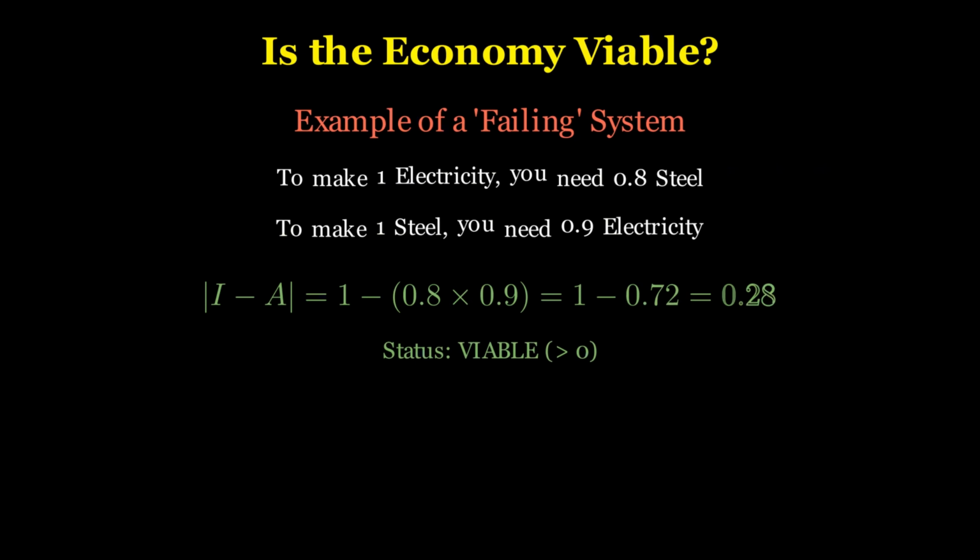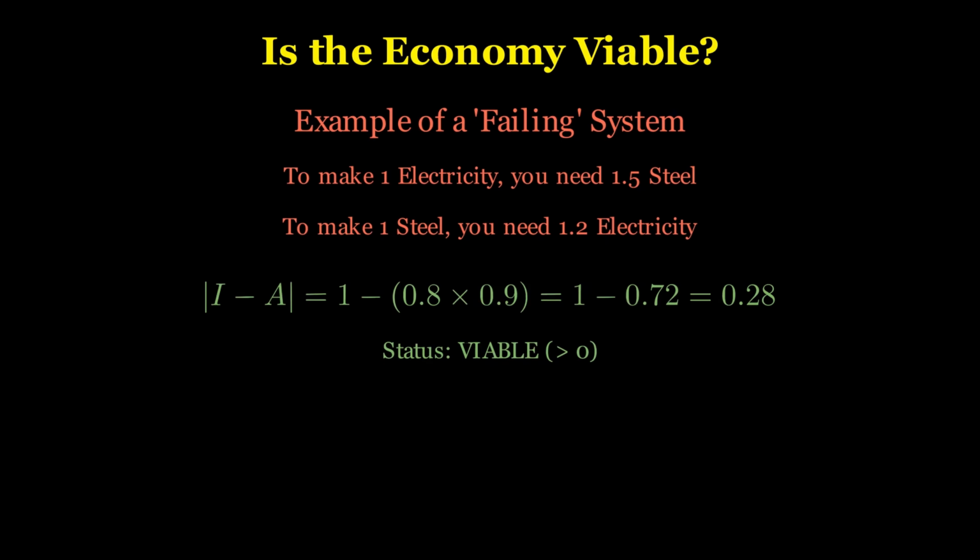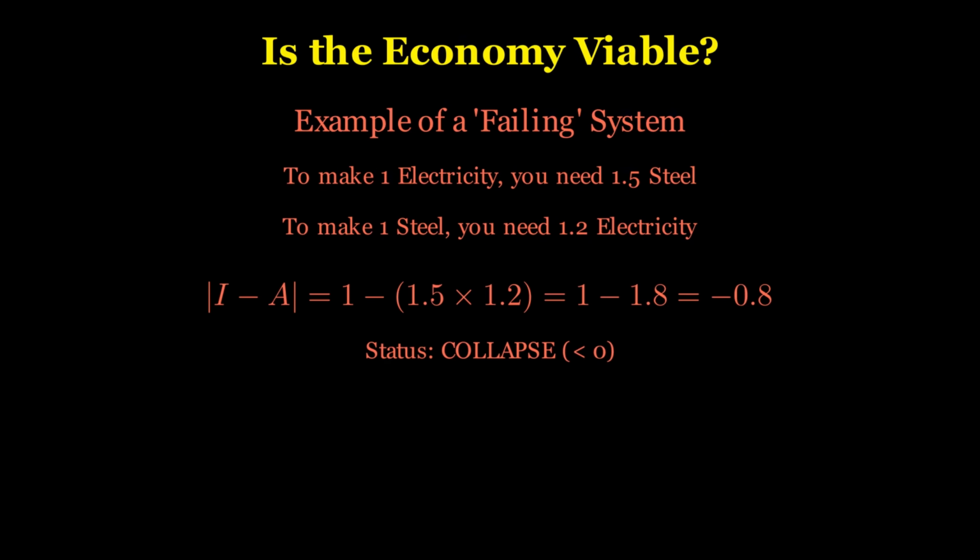Let's look at what a collapsing economy actually looks like mathematically. Imagine a 2-sector system of electricity and steel. To make 1 electricity, you need 1.5 steel, but to make 1 steel, you need 1.2 electricity. If we check our system-wide test and calculate the determinant, we get minus 0.8. Because minus 0.8 is less than 0, the math is screaming at us. The status is collapse. The system eats more than it creates.